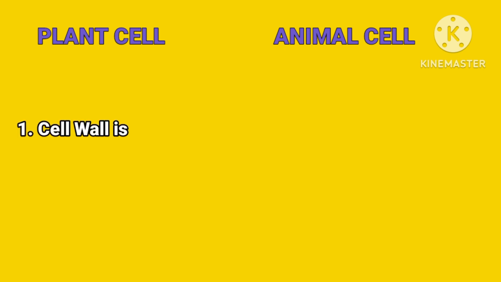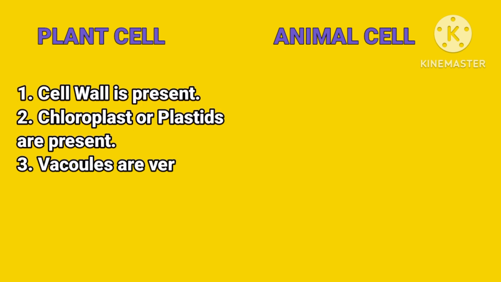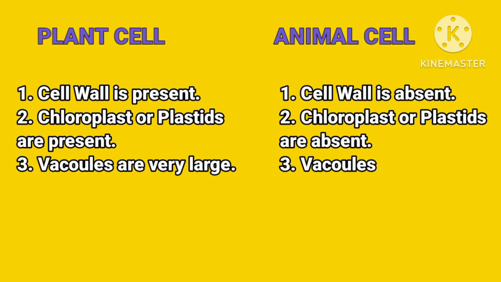Plant cell and animal cell. Plant cell has cell wall, chloroplast or plastids, vacuoles are very large. While as in animal cell, wall and chloroplasts or plastids are absent, vacuoles are very small.